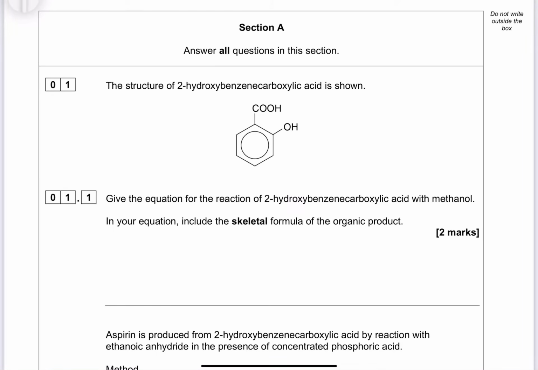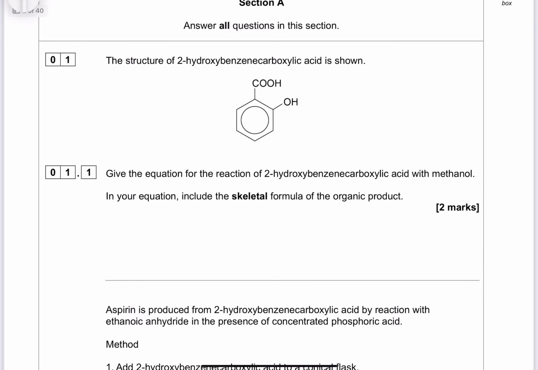The structure of 2-hydroxybenzene carboxylic acid is shown. Give the equation for the reaction of 2-hydroxybenzene carboxylic acid with methanol. In your equation, include the skeletal formula of the organic product. So I'm just going to work through it without doing the skeletal formulas just yet, so that I can then turn them into skeletal formulas.